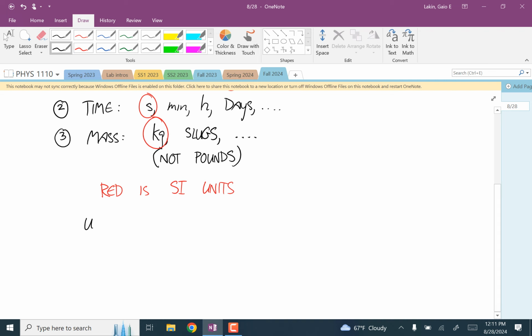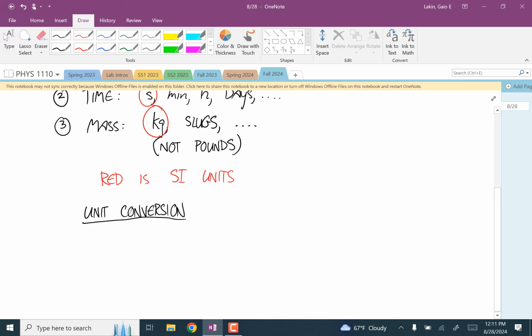So now we're going to get into unit conversions. And I'm just going to tell you a general approach, and then we'll do some example problems so you can see this in action.